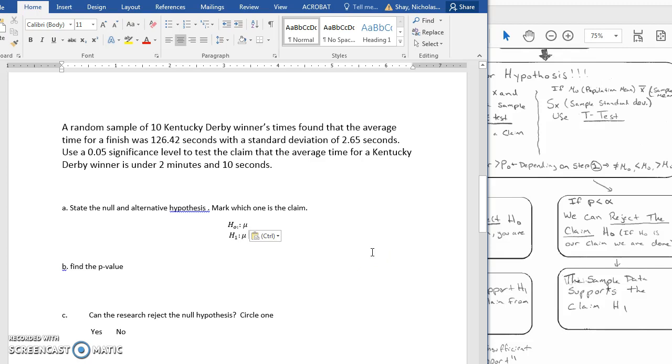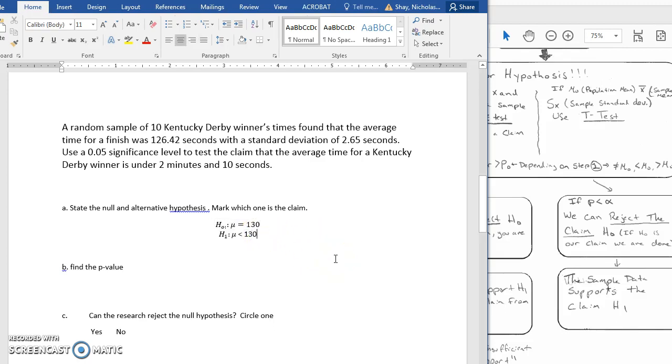2 minutes and 10 seconds. In 2 minutes, there's 60 seconds in 1 minute, so there's 120 seconds in 2 minutes. So 2 minutes and 10 seconds would be 130 seconds, right? So then the null hypothesis is that it's equal to 130.